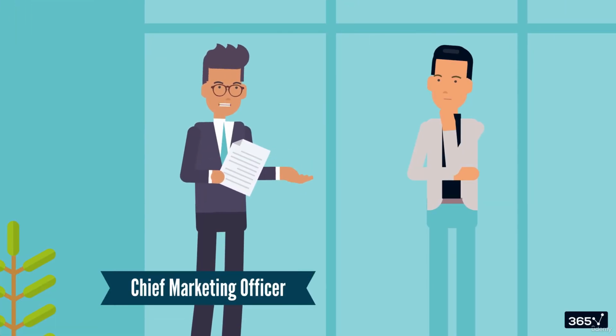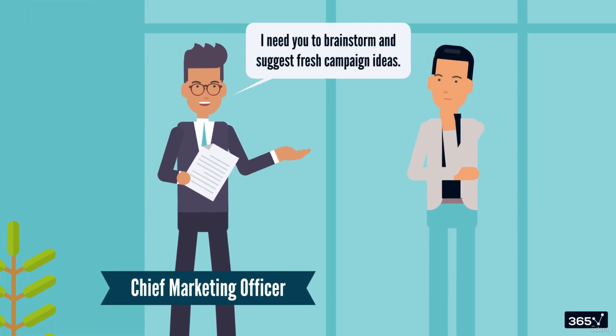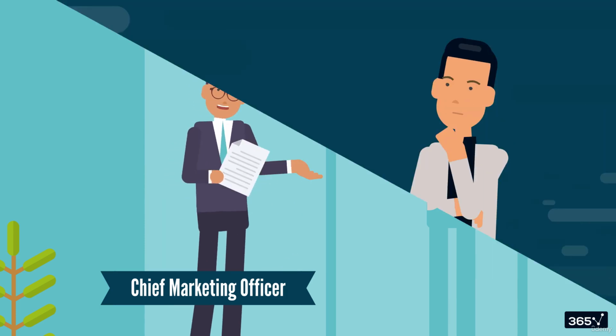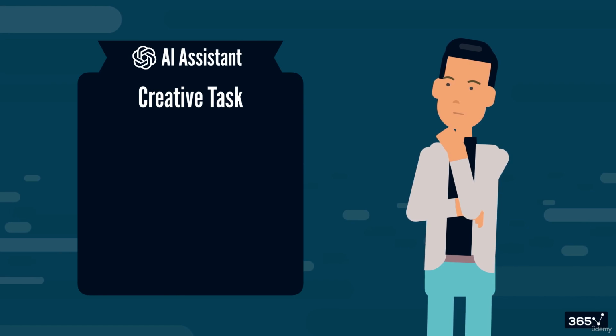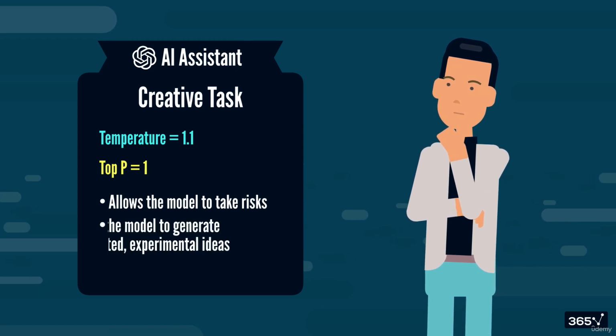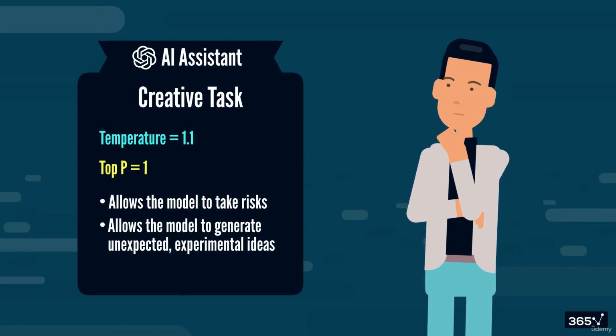Your first assignment comes from the Chief Marketing Officer, who needs you to brainstorm and suggest fresh campaign ideas. For this task, you'll need your AI assistant to be as creative as possible, sometimes even thinking outside the box. To achieve this, we'll set the temperature a bit higher to 1.1 and top P to 1. This configuration allows the model to take risks and generate unexpected, experimental ideas. Of course, this means the output might be a bit wild at times, but that's often where true creativity begins.